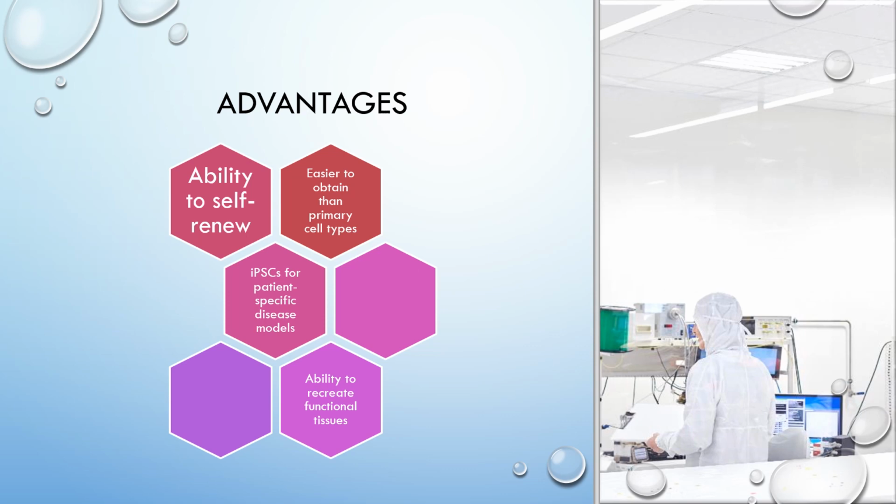They also offer an unlimited supply of cells that can be used for research and drug development, and they can be used to generate specific cell types that are difficult to obtain from primary cells. And then also the iPSCs can be derived from donors with known disease phenotypes, whose cells can then be used in a patient-specific disease model and drug screens.